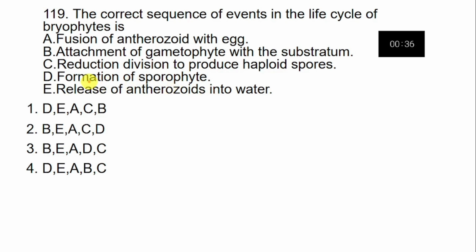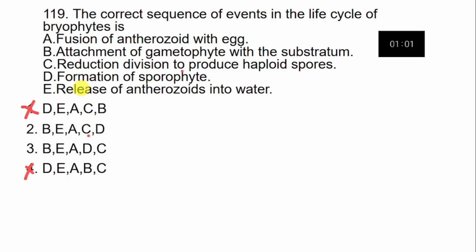So gametophyte will attach to the substratum and then it will release antherozoid. So this is making sense. B is followed by E. You cannot have the sporophyte and then release of antherozoid. This is wrong. A and 4 are definitely wrong. Now we can see BEA. BEA is common. Now you only need to rule out between C and D.